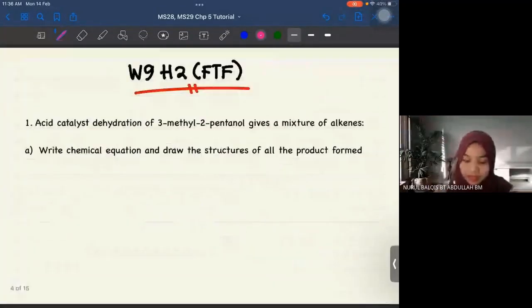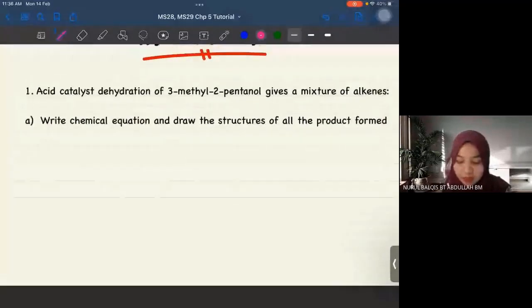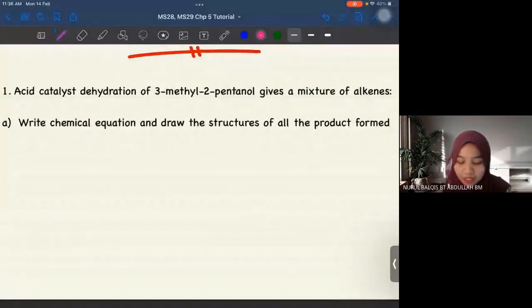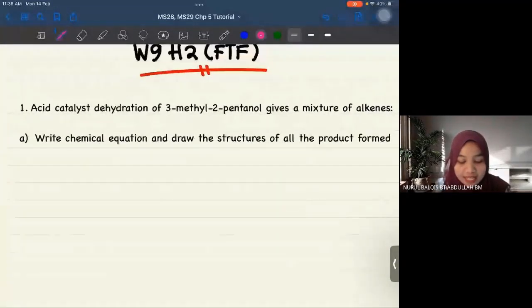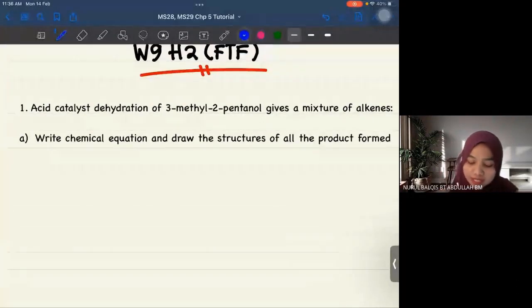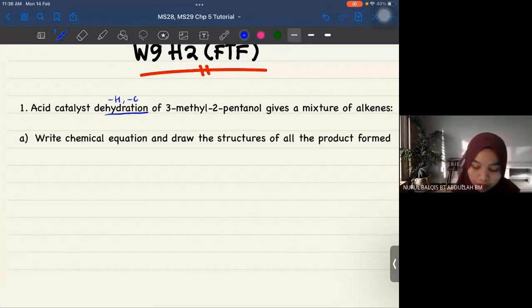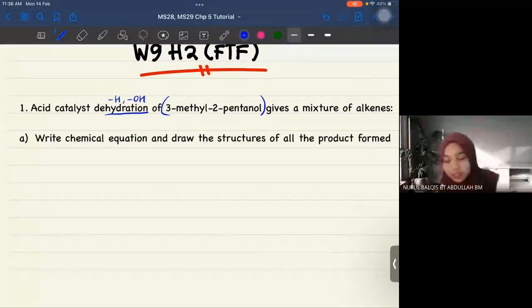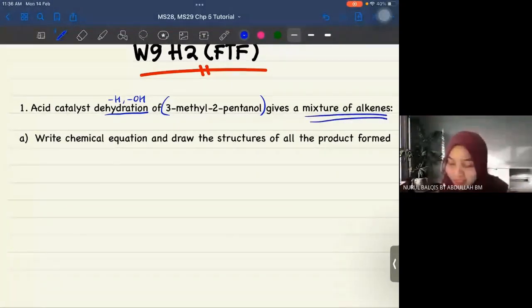Okay, next one. Kita proceed. Still on preparations of alkene. It states here, acid catalyst dehydration. So it already states dehydration. You want to remove water. Of 3-methyl-2-pentanol, gives a mixture of alkenes. Mixture of alkenes means more than one product to be formed. Now the question wants you to write the chemical equations and then draw the structures of all the products formed.